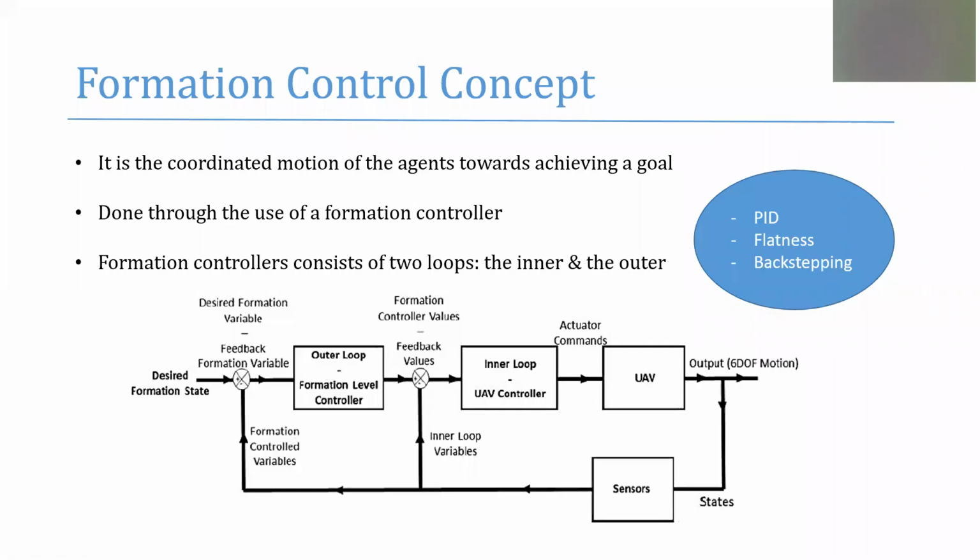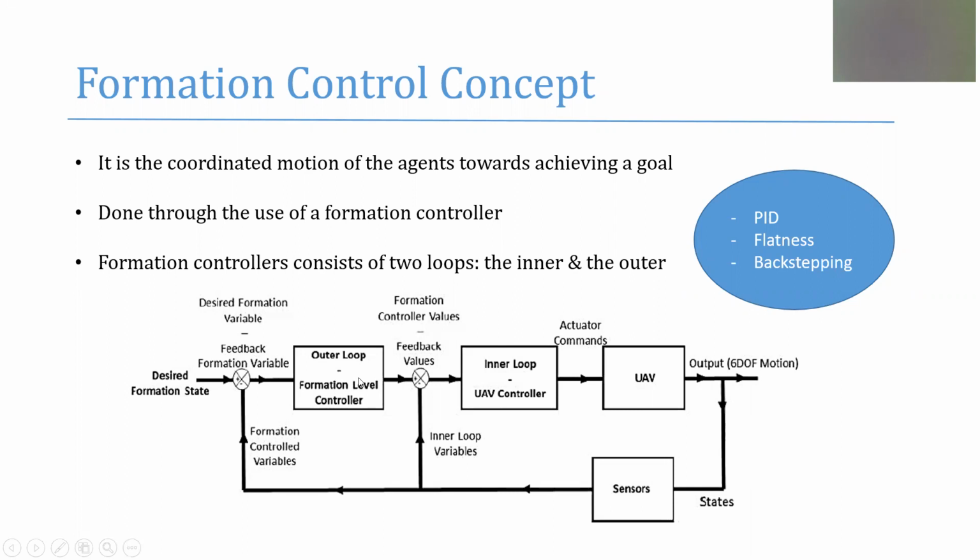In most cases found in the literature today, formation controllers consist of two main loops, as seen in this block diagram: the inner loop and the outer loop. The inner loop aims to achieve local stabilization for a single agent in the formation, while the outer loop is tasked with achieving the desired formation by coupling the agents' states through a common formation control law.